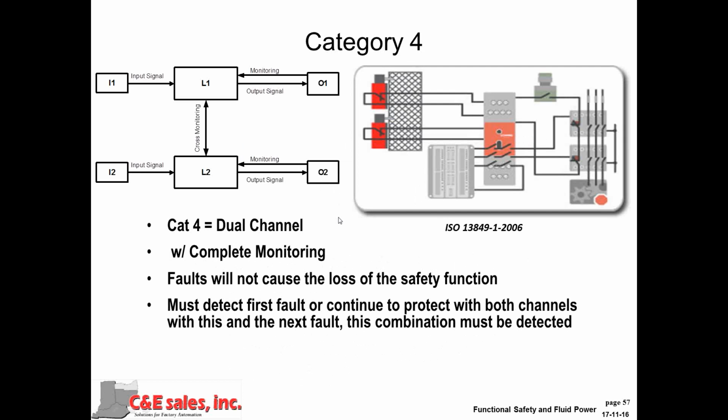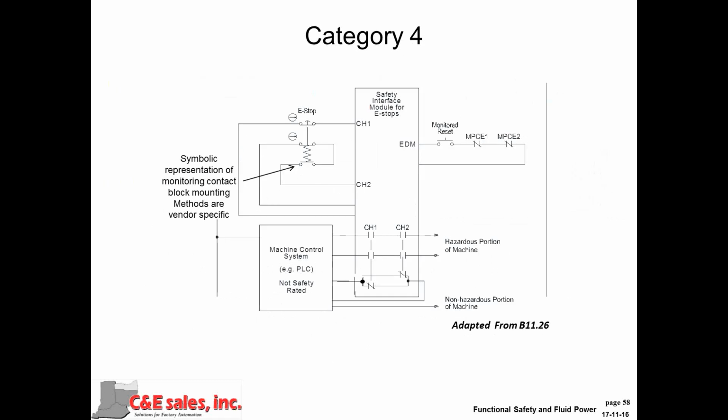Category 4 looks very much like a category 3, the difference being that the monitoring is much more robust, and the theory is that if there is a failure that I do not detect, then the circuit must continue to provide dual channel security until a second fault occurs, and then I detect that combination. So the theory is that that circuit should reasonably not fail to danger.